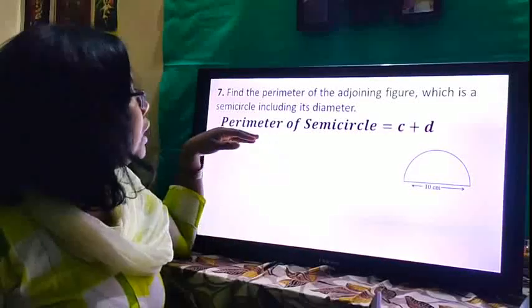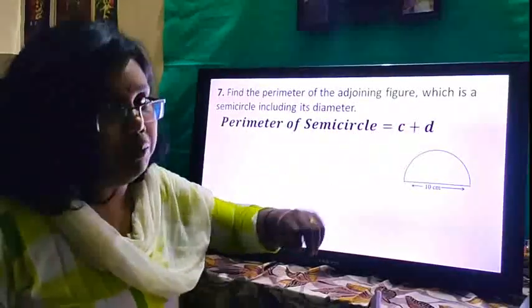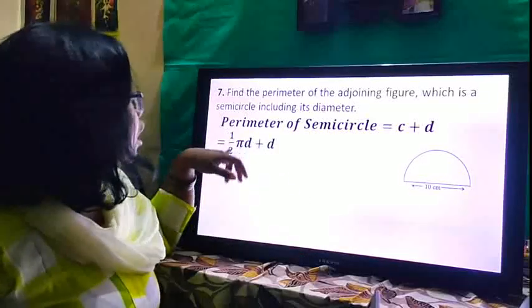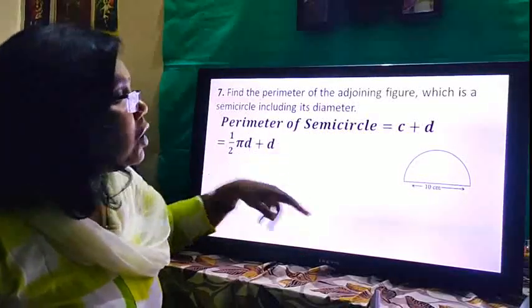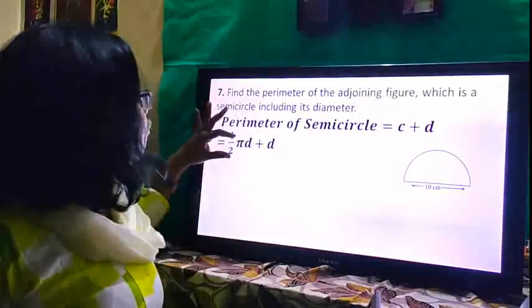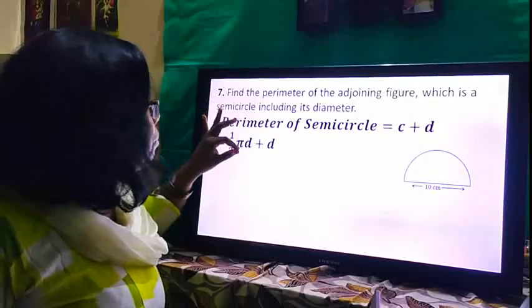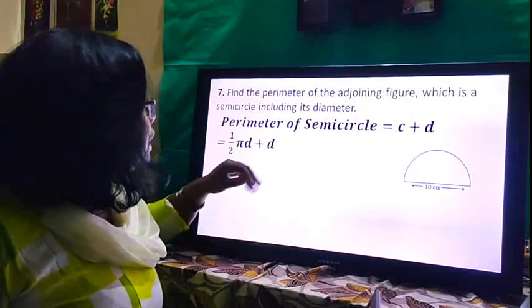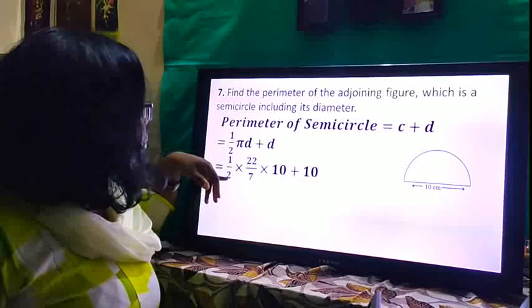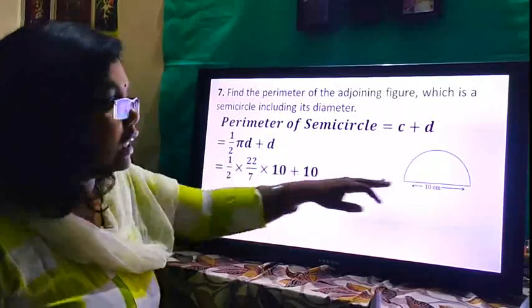So what would we do? Perimeter of a semicircle is circumference plus the diameter. Now the circumference is half pi d. Why? Because it is half the circle. So half of the total circle's circumference, that is half pi d, and then plus d. So you get 1 upon 2 into 22 upon 7 into 10, plus the 10, that is the diameter.